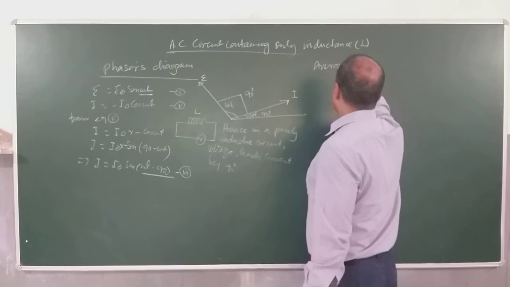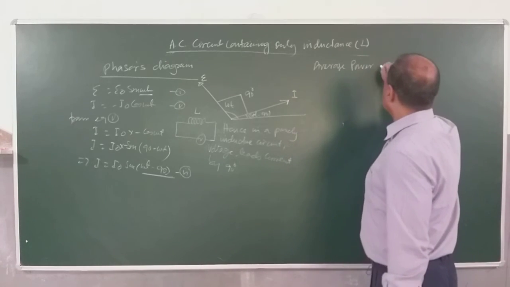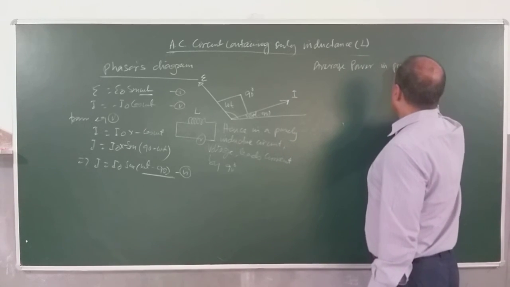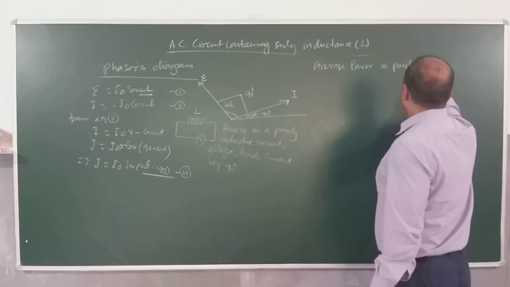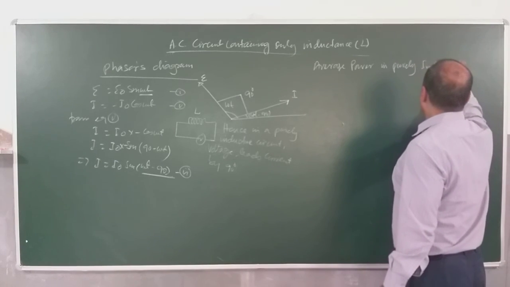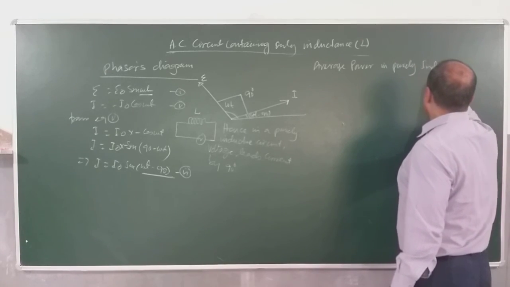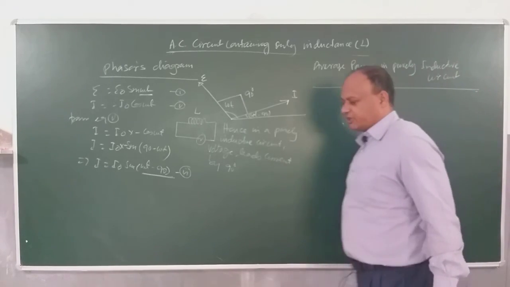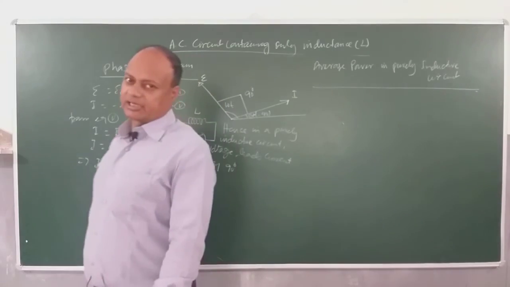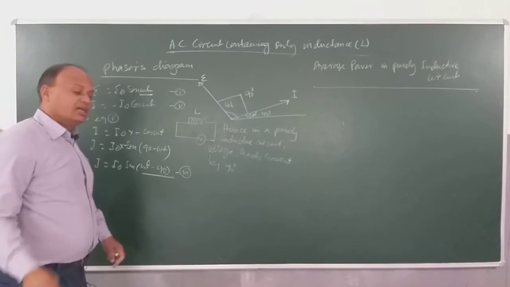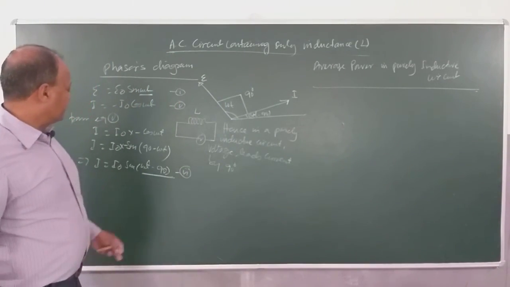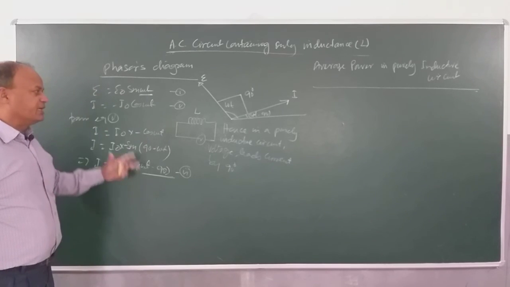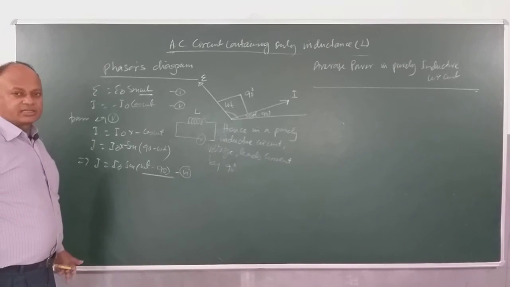Now we will try to calculate what is average power in a purely inductive circuit. What is average power dissipated in a purely inductive circuit? Now this will be another very interesting result. While you discuss this, keep in mind that current and voltage are maintaining a phase difference of 90 degrees. Clear?